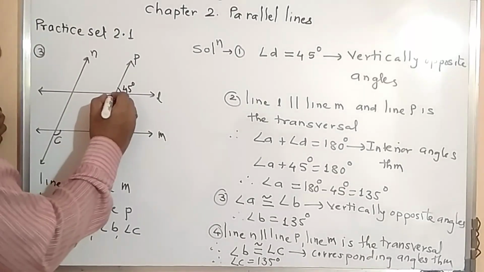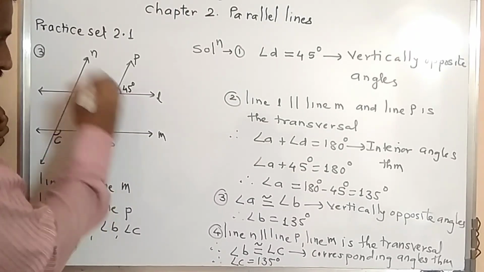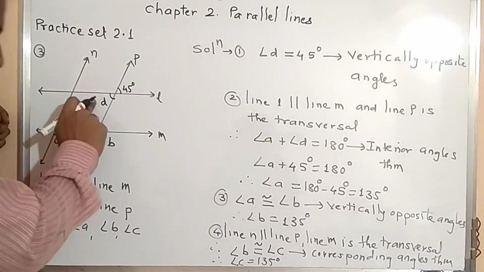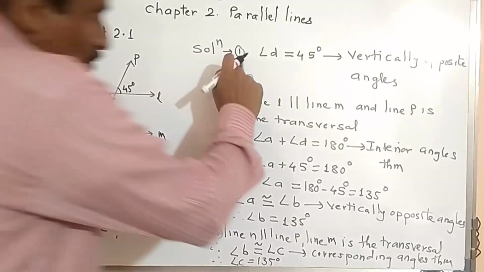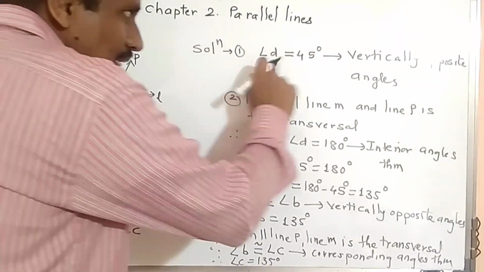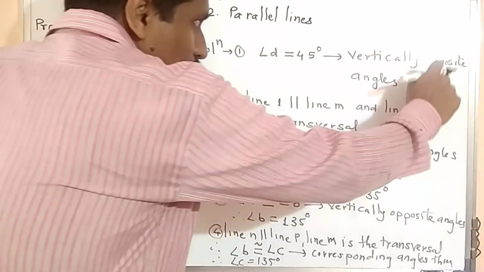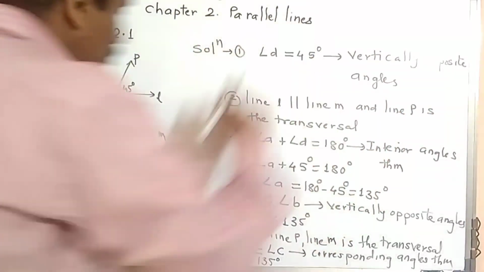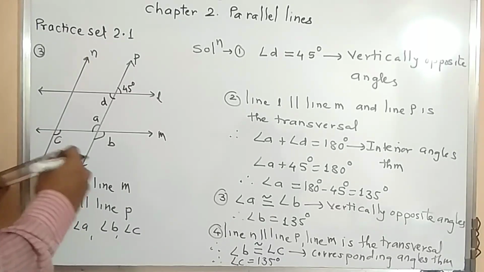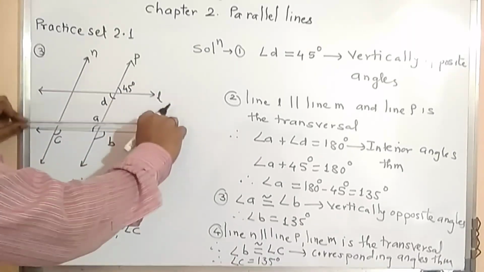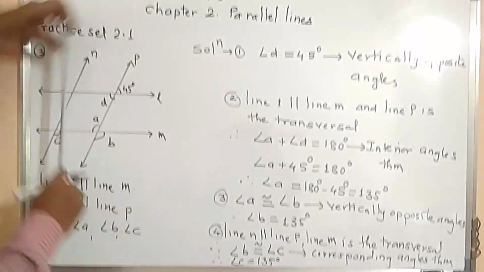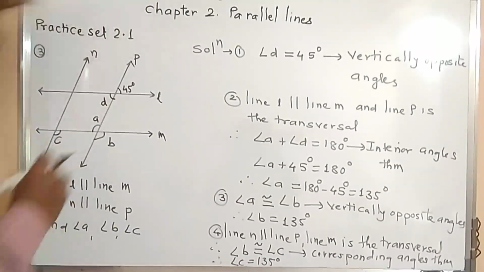First, I will take this angle. Let this angle be D. Angle D and 45 are vertically opposite angles, and therefore my first statement, angle D is 45 degrees, vertically opposite angles are congruent. Now, line L is parallel to line M and line P is the transversal.